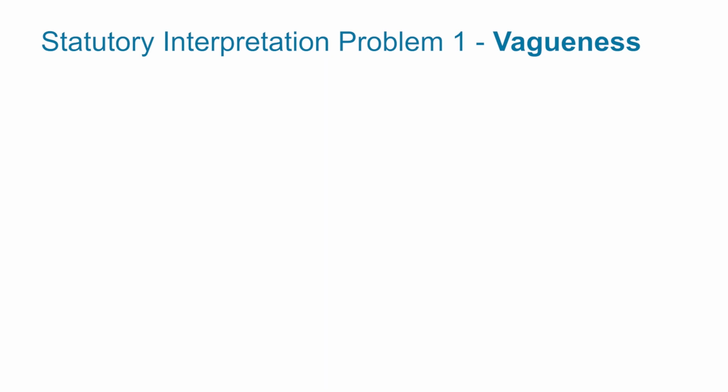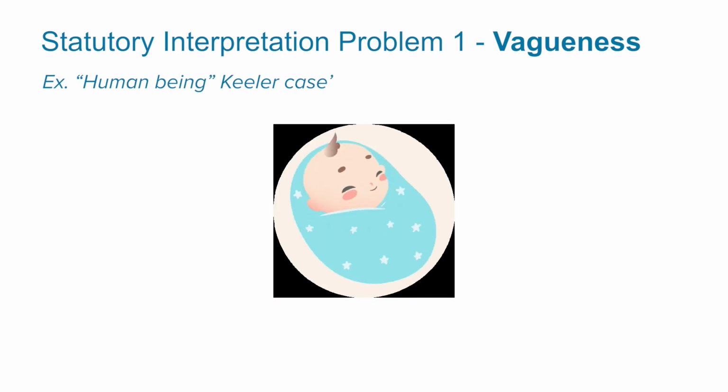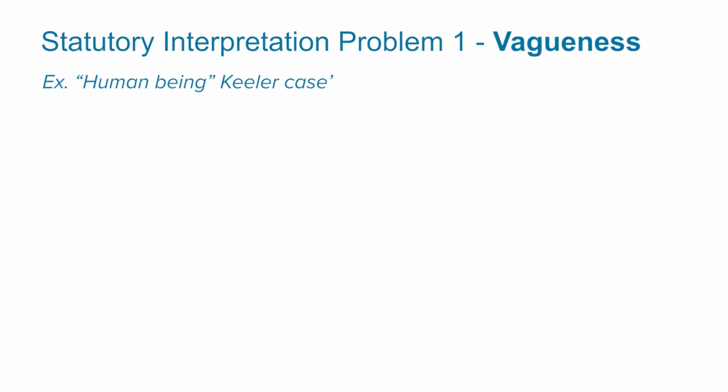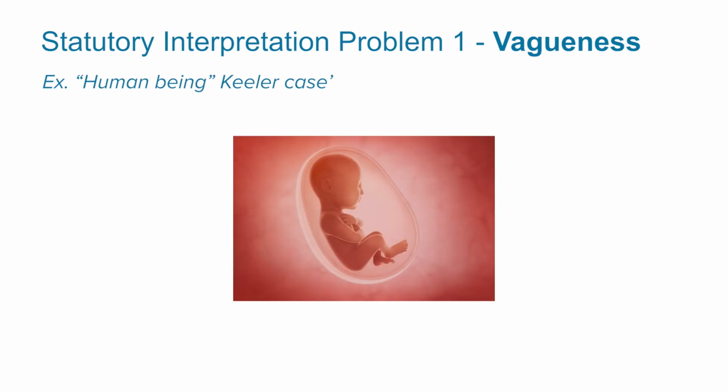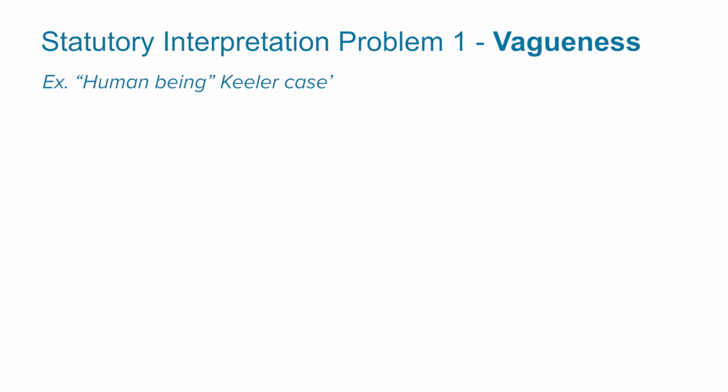Which is to say, for a vague term, there may be many situations where we know the term applies, but there will also be borderline cases that are very hard to classify. So for example, in the Keeler case you'll soon read, there's a dispute over the meaning of the phrase human being in a homicide statute. No one disputes that a newborn baby is a human being for purposes of homicide. But what about a fetus growing inside of its mother? Is killing a fetus inside a mother's stomach killing a human being for purposes of homicide? That's one kind of vague problem.